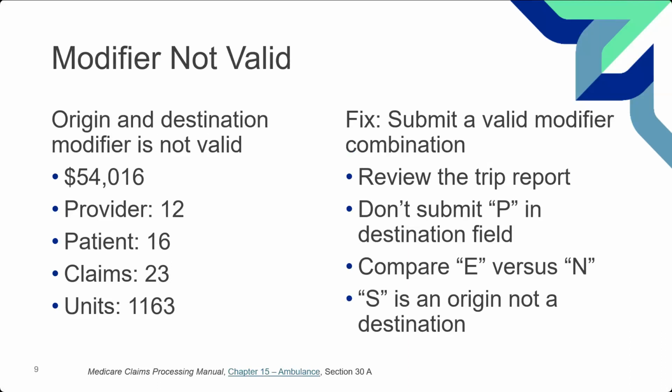One represents the pickup location and one represents the drop-off location. When we look at those two, we also have to make sure they're valid. An example is the second bullet point on the fixed side. Medicare doesn't recognize a physician's office as a drop-off location for an independently billed ambulance claim. Why? Well, it's in the regulations that it's not a destination. We don't pay for those.